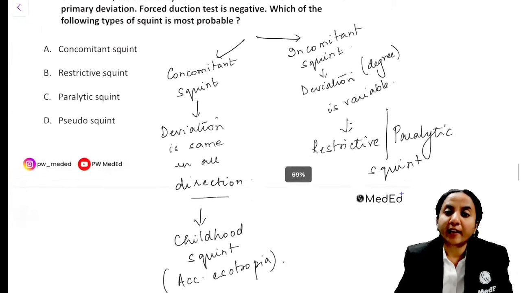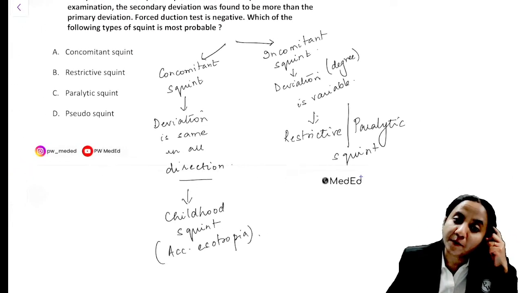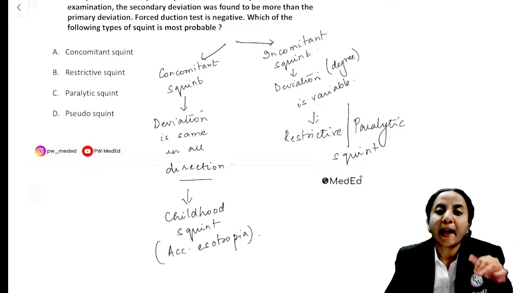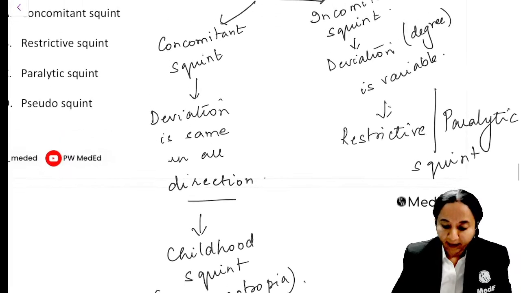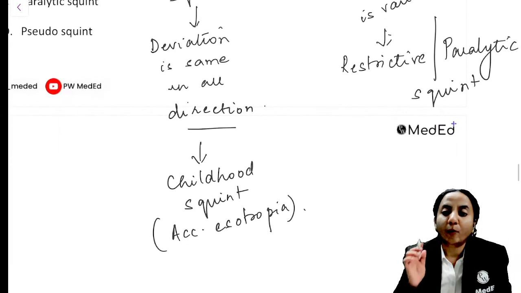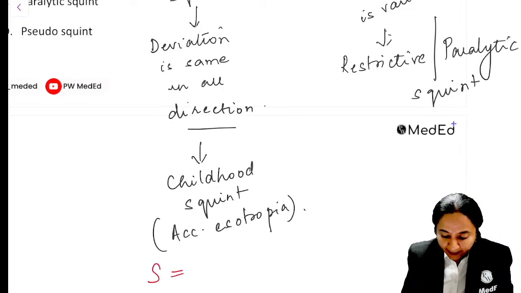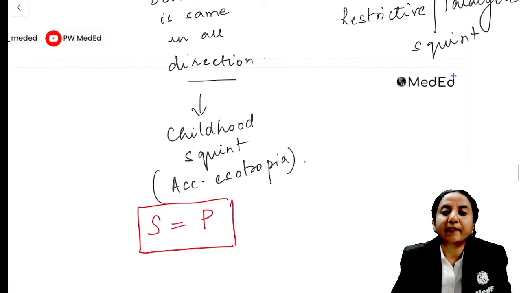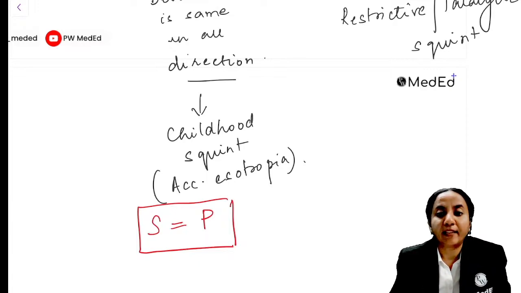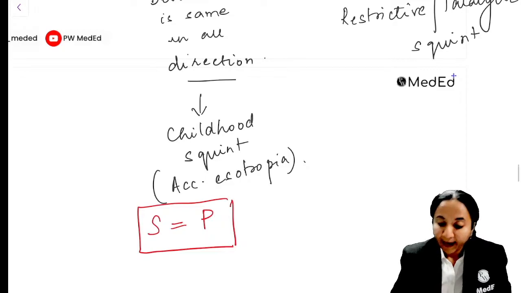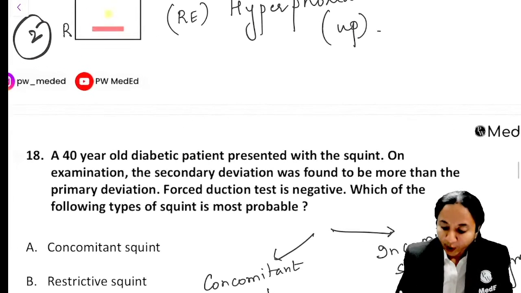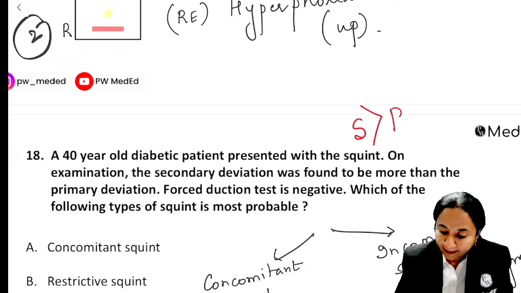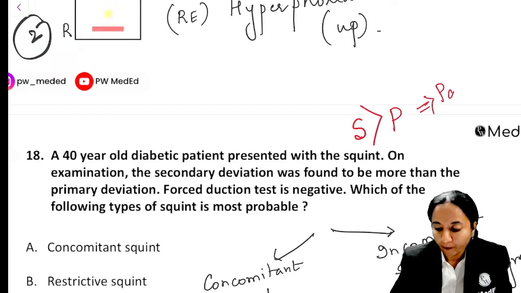Okay, so this is the broad classification that you should know: concomitant means the deviation is the same in all directions, and incomitant means the degree of deviation is variable. Another thing here is, under concomitant squint, the question will always mention that the secondary and primary deviations are equal. This is seen in childhood, in the concomitant squints. Now in paralytic squints, you will see that S is greater than P.